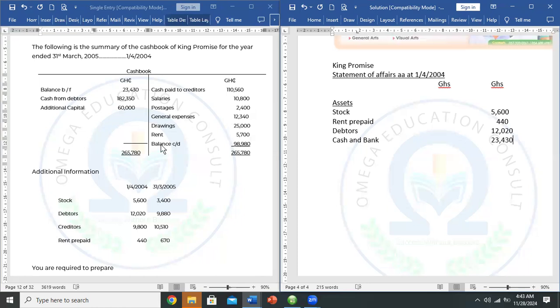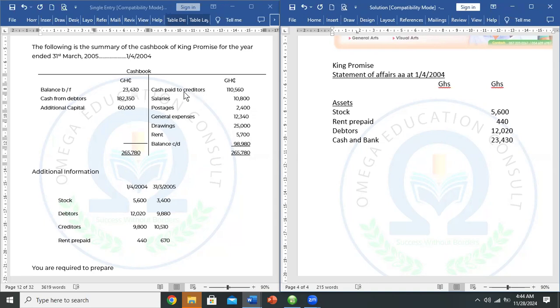The balance carried down will be the cash and bank at the closing date. So in case you are asked to prepare the statement of affairs at the closing date, consider these two figures in your cash book. Now, the other items: cash paid to creditors is not an asset or a liability. Salaries is an expense, postage expense, general expense, drawings, rent. Then you have additional capital, which will form part of the capital. This cash paid to creditors will go into our creditors account.